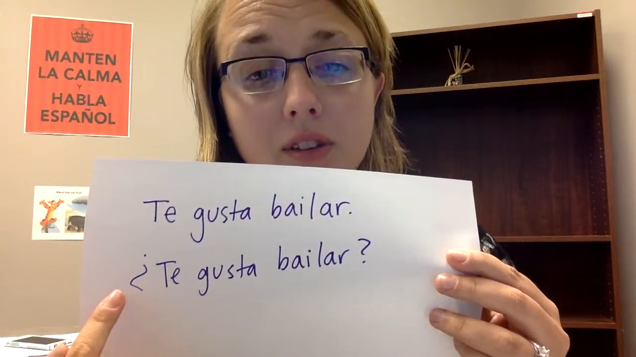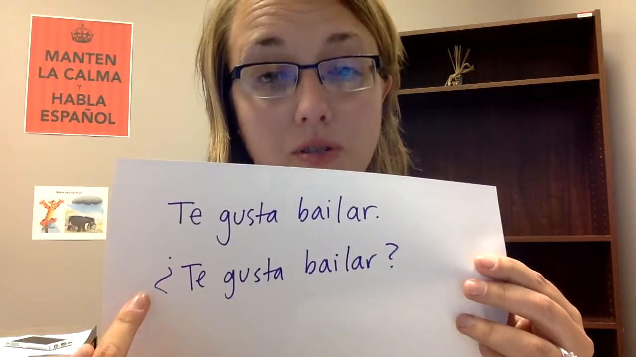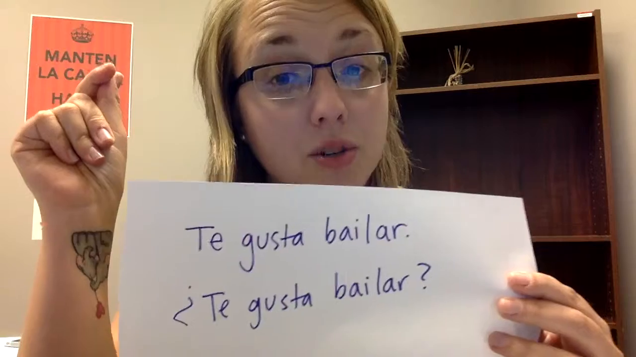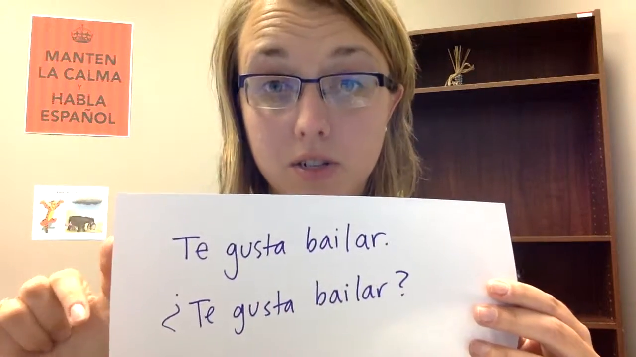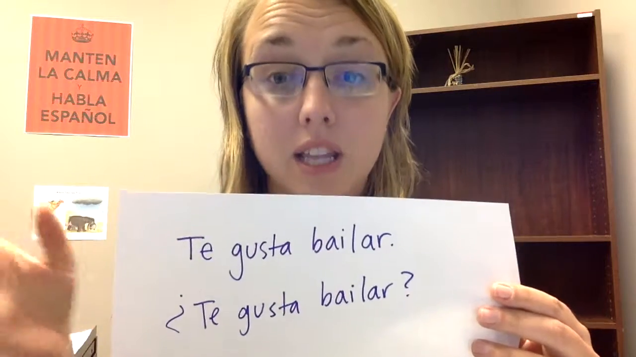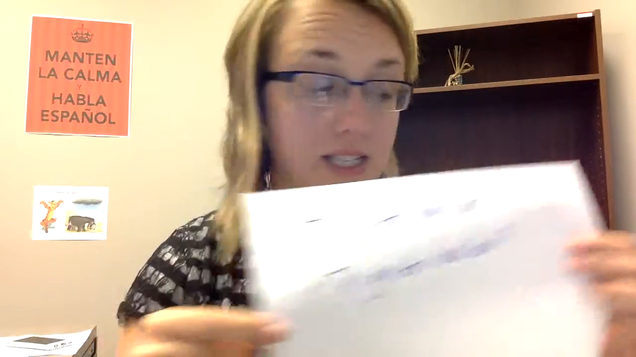So at the beginning of the question, the upside down question mark just lets us know I need to read that as a question in my head. Same thing with the upside down exclamation mark. You know before you start reading it that it's going to be an exclamatory sentence.